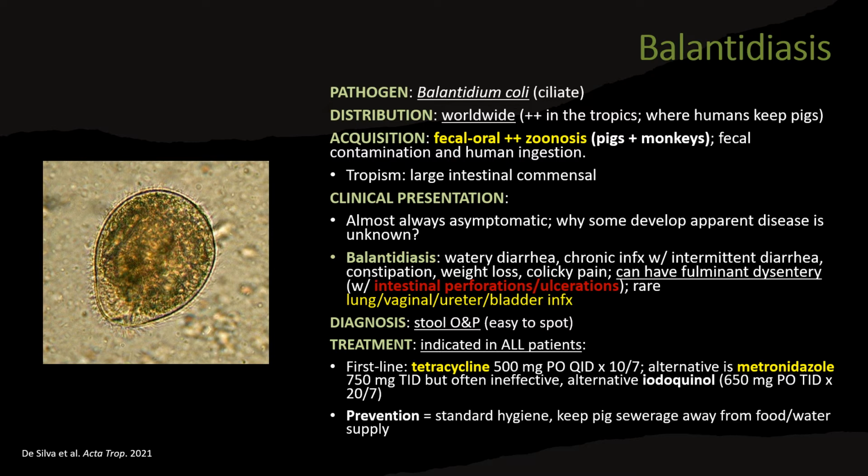Although tetracycline may in fact have anti-protozoal activity, we should also consider what we've learned about tetracyclines in helminthic infections, where killing of endosymbiotic Wolbachia species led to anti-helminthic activity. Perhaps with protozoa, symbiotic organisms can be killed, which may have been in fact the primary pathogen or a risk factor for active infection. Like all GI protozoal infections, removal of the risk factor for infection is key, so patients should practice standard hygiene and keep pig sewerage away from human food and water supplies.